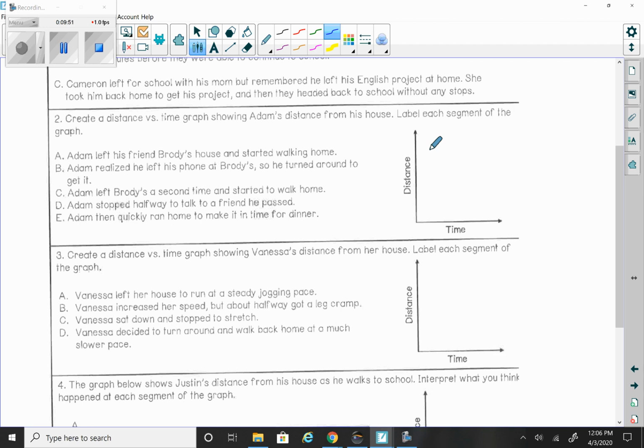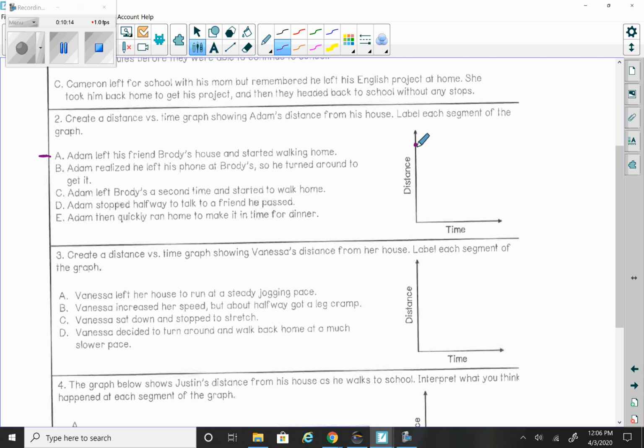So again, we're assuming that this is our house, and he's starting at a friend's house, so he's starting a certain distance away from home to begin with. So thinking of the part A of the description, it says Adam left his friend Brody's house and started walking home. So I'm going to put a dot somewhere up here. Here he is at his friend Brody's house, and his distance is going to go closer to his house.